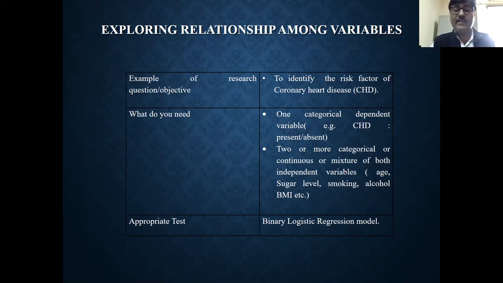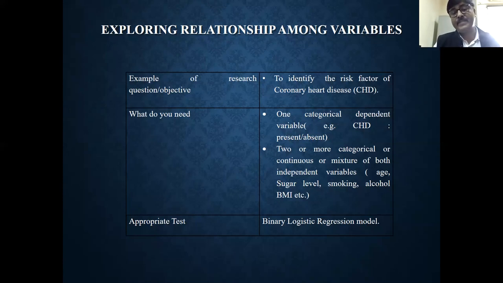We still don't know whether there is a relationship between these variables and coronary heart disease. But only after applying the appropriate technique will you get which variables are significant with coronary heart disease. So here, multiple linear regression is not appropriate. Then which model is appropriate here? Here a binary logistic regression model is appropriate, because here your level of measurement is changing.